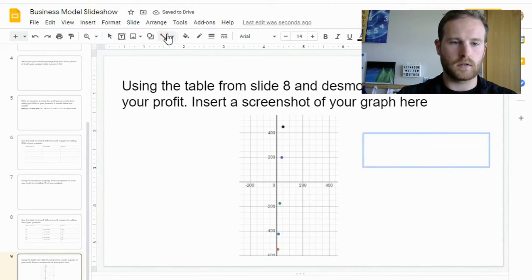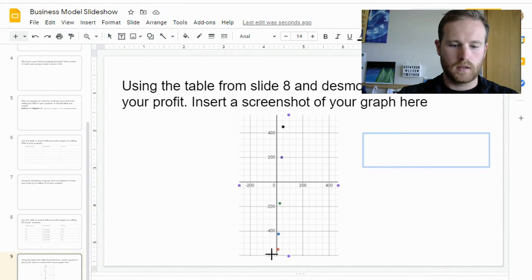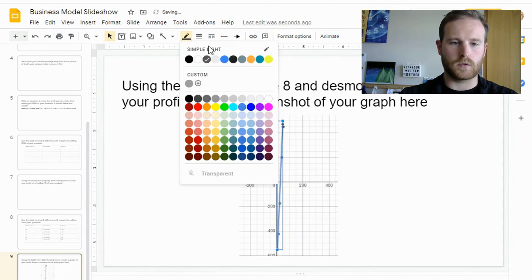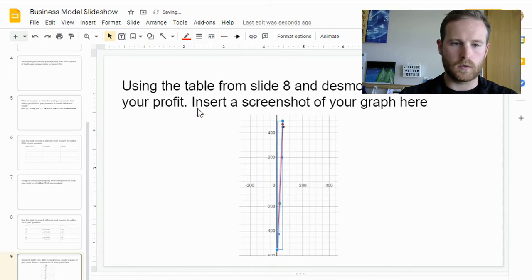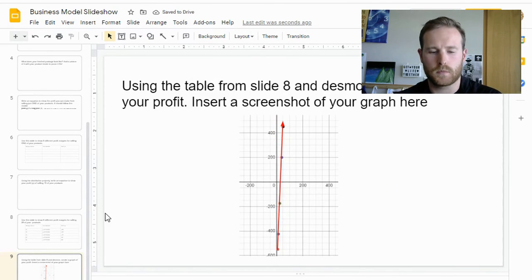And then you'll use the line tool with an arrow. You can start at the bottom and work your way up, and it draws a straight line through to visualize your profit margins. Try to fit it as best as you can. You can also change the color. I like red, I'll go with red, and I'll make it thicker. Maybe too thick there. So visualize your profit margins there.